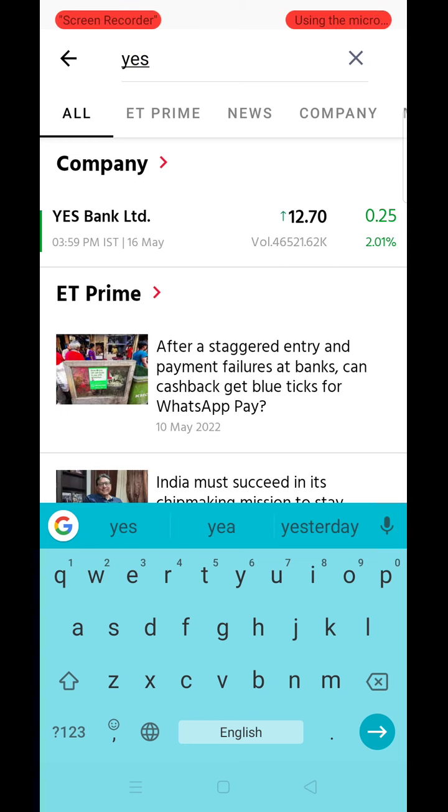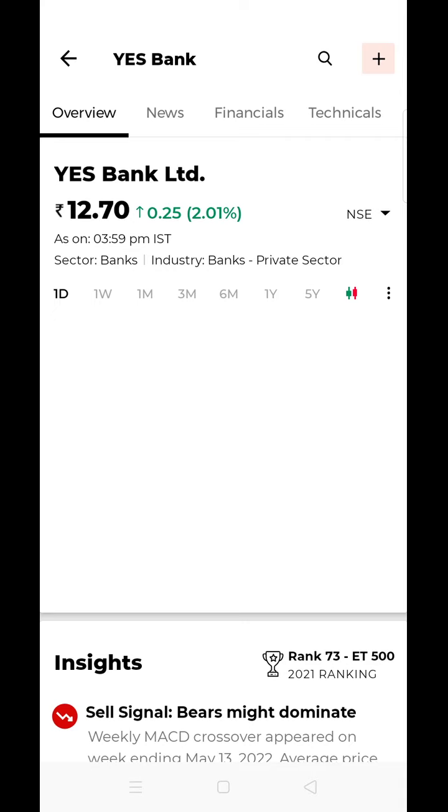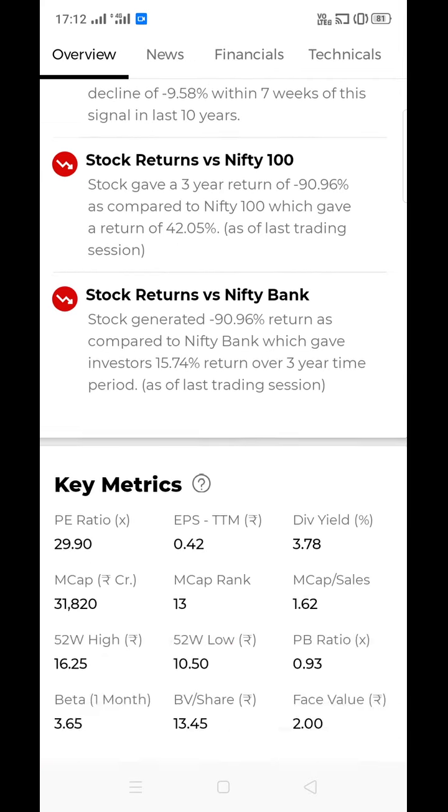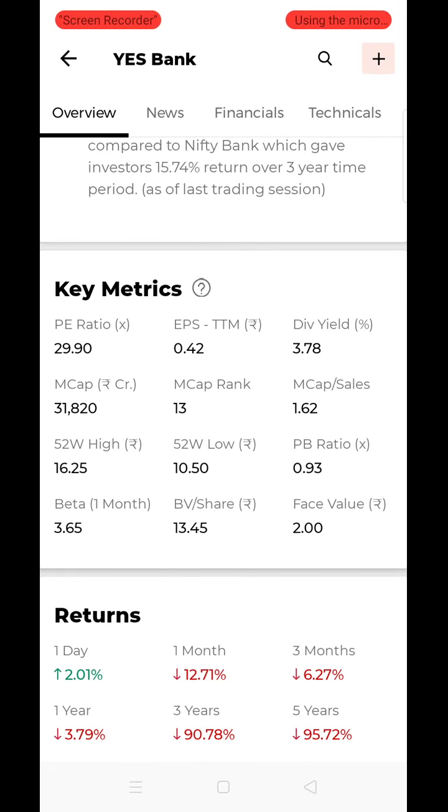So let's check Yes Bank. At 12 rupees, Yes Bank is commanding right now a PE of 29. It means it is so costly. It is even costlier than good banks like ICICI Bank, HDFC Bank, and SBI. So now you'll ask me, how is it that something is very costly and something is very cheap in the same market, in the same sector?